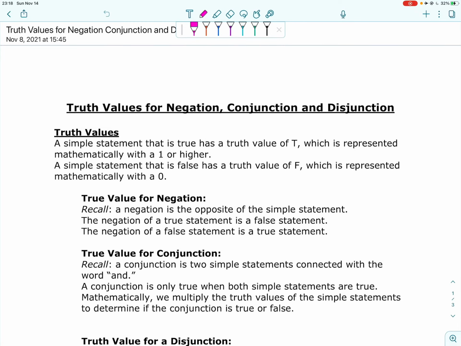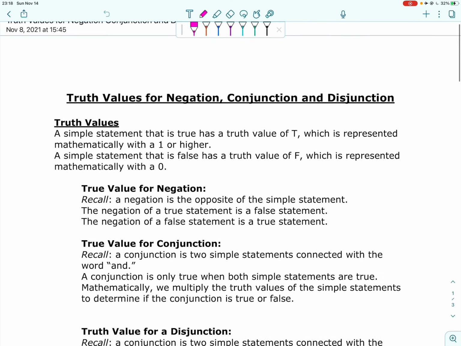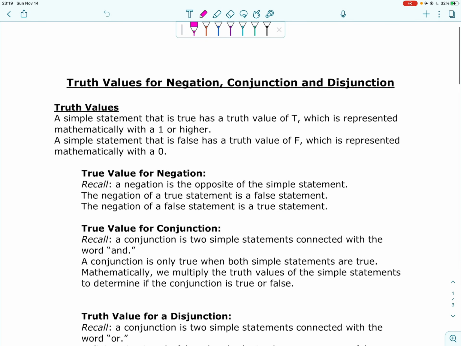In this section, we're going to look at truth values for negation, conjunction, and disjunction. Truth values are whether the statement we have is true or false. So if the simple statement is true, it has a truth value of T, and mathematically we're going to represent that with a 1 or higher. If the simple statement is false, then that has a truth value of F, and we represent that mathematically with a 0.